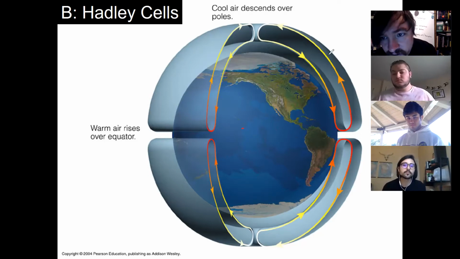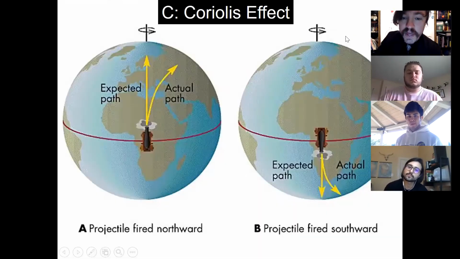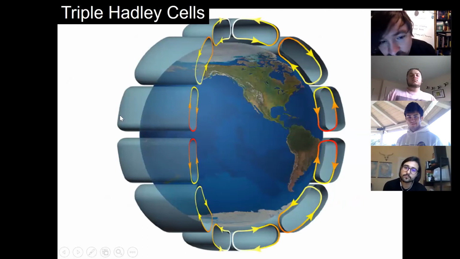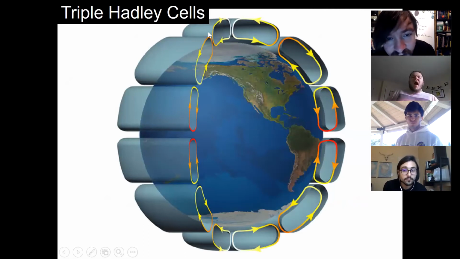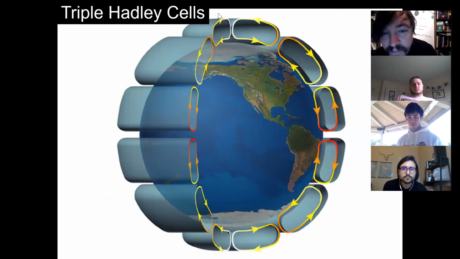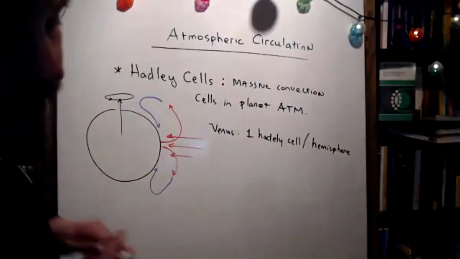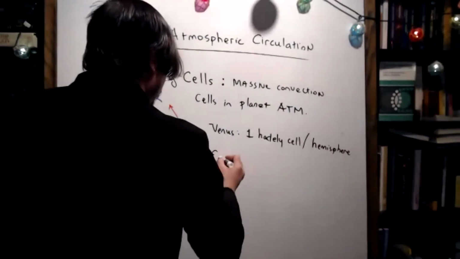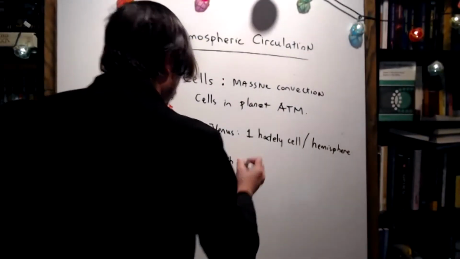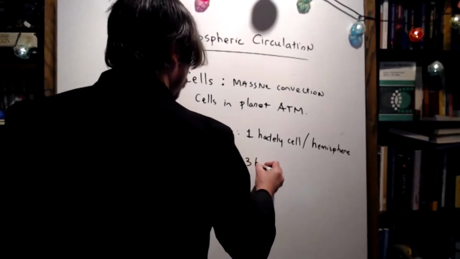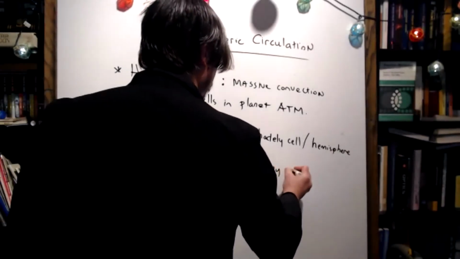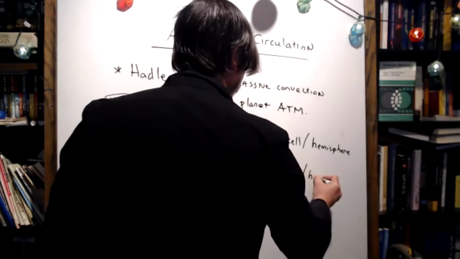The reason why this does not happen on Earth is because of Earth's rotation. Earth actually splits its circulation up into a set of triple Hadley cells, which are kind of like little mini refrigeration units. Let's talk about it. First, let's write that down. So Earth famously does not have one Hadley cell. It has 3 Hadley cells per hemisphere.